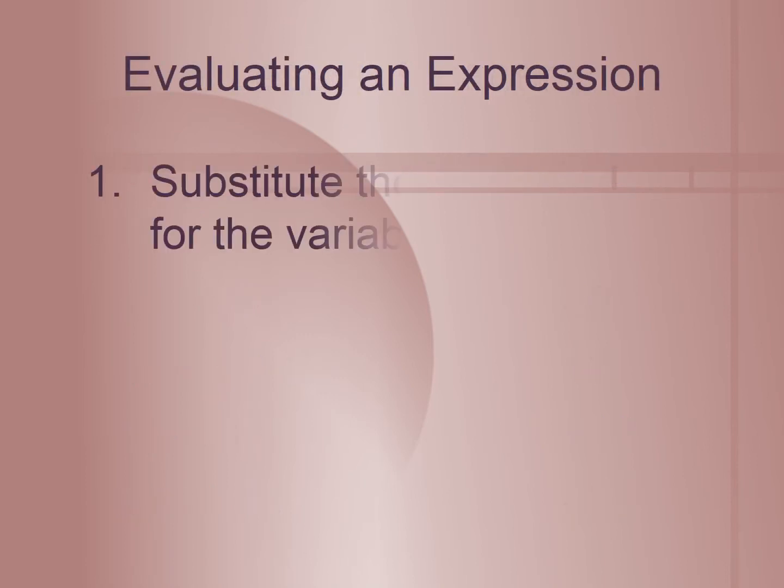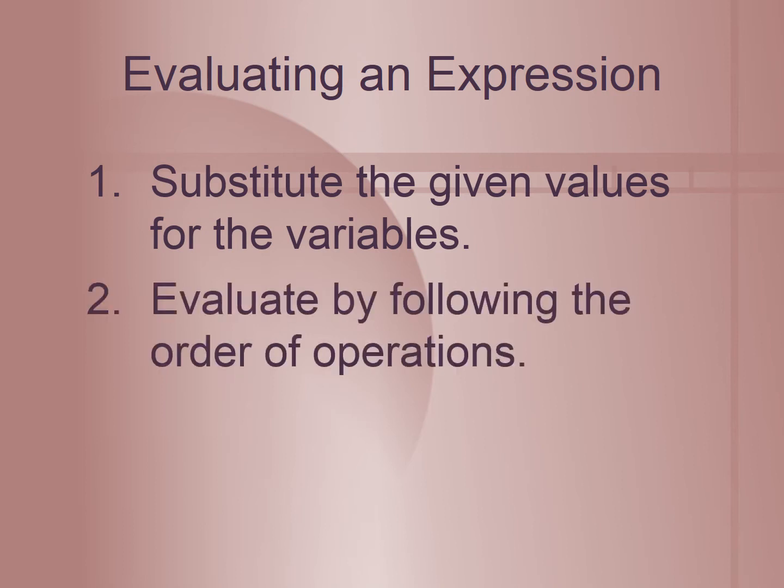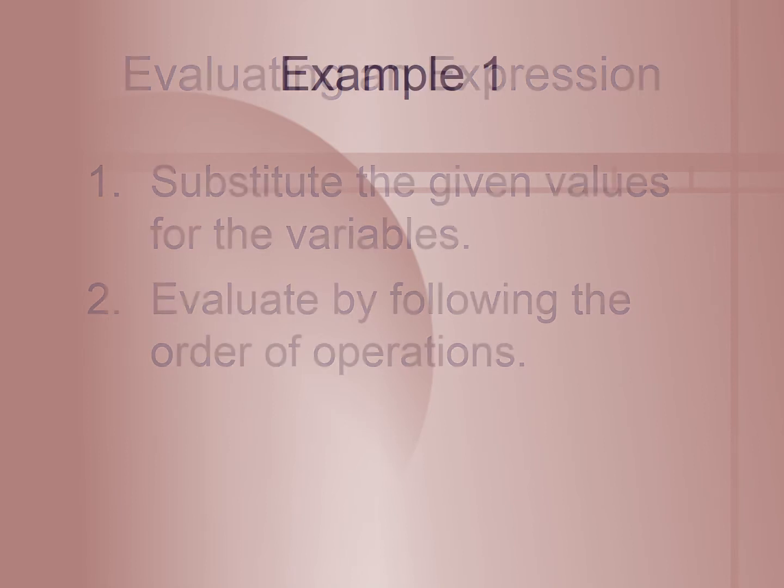So evaluating an expression. Step 1 is we want to substitute the given values for the variables. When you're evaluating an expression, you no longer want to have variables. You just want to have numbers. Step 2, we evaluate by following the order of operations.